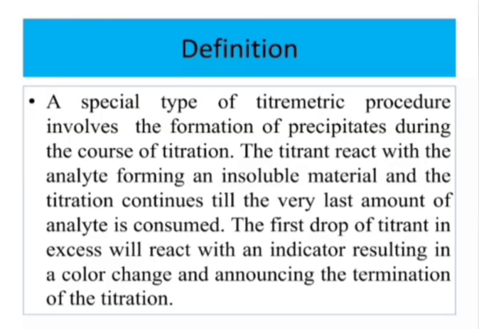First, the definition. It is a special type of titrimetric procedure that involves the formation of precipitates during the course of titration. The titrant reacts with an analyte, forming an insoluble material, and the titration continues till the very last amount of analyte is consumed. So, in precipitation titration, chemical reactions result in the formation of a precipitate.